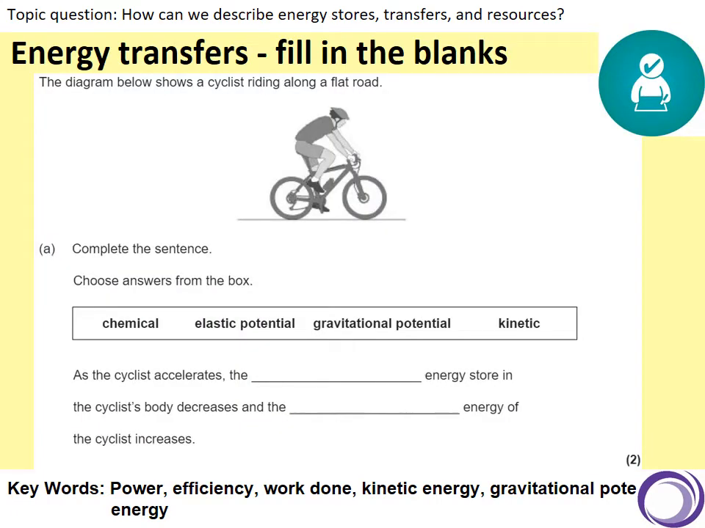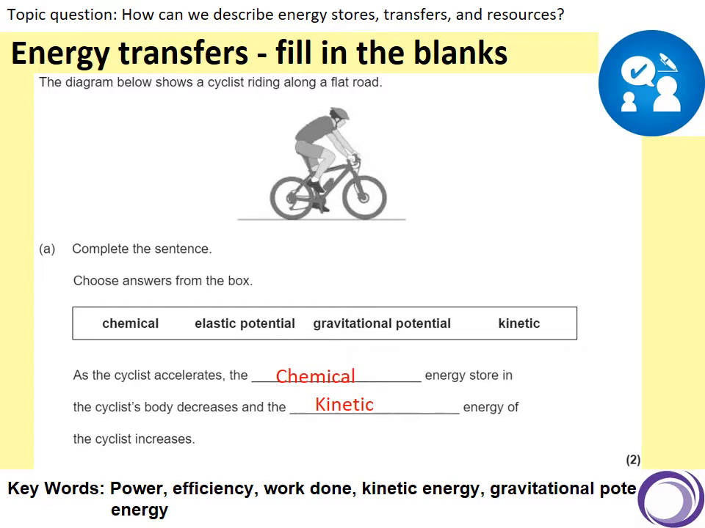So now you're going to have a go at this exam question. So the diagram shows a cyclist riding along a flat road, and you have to complete the sentence and you need to choose your answers from the box. So as the cyclist accelerates, so they're getting faster, the something energy store in the cyclist's body decreases and the something energy of the cyclist increases. So pause the video here and have a go at that question, please, before moving on.